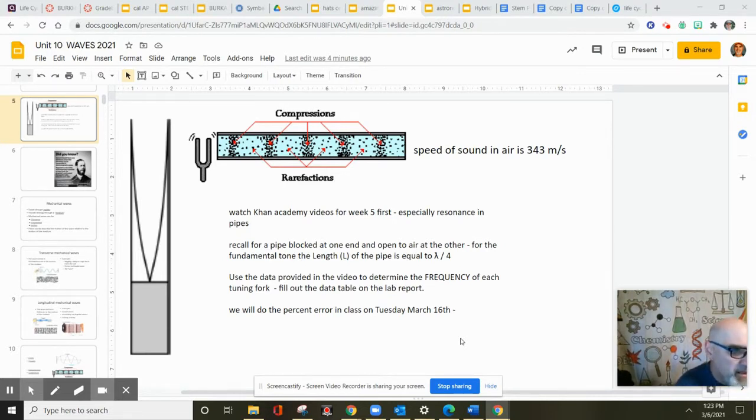This lab is not going to be due for a couple of weeks. I want to give you a week to work on it, and then it'll be due the following week, because in class, we're going to do the percent error together. The second week, I'm going to give you the identities of the tuning forks so you can see how close you got, and then we can work out what your mistakes might have been.